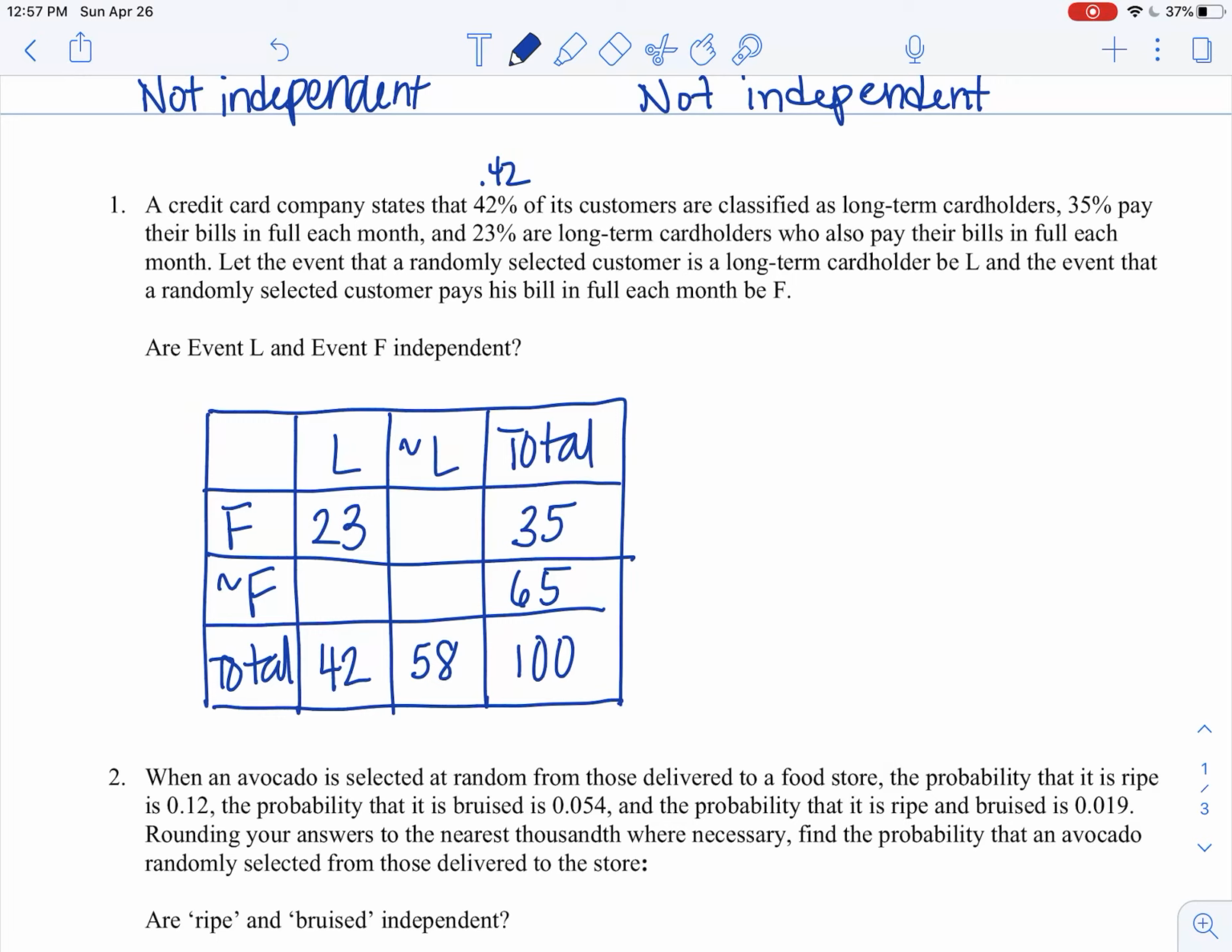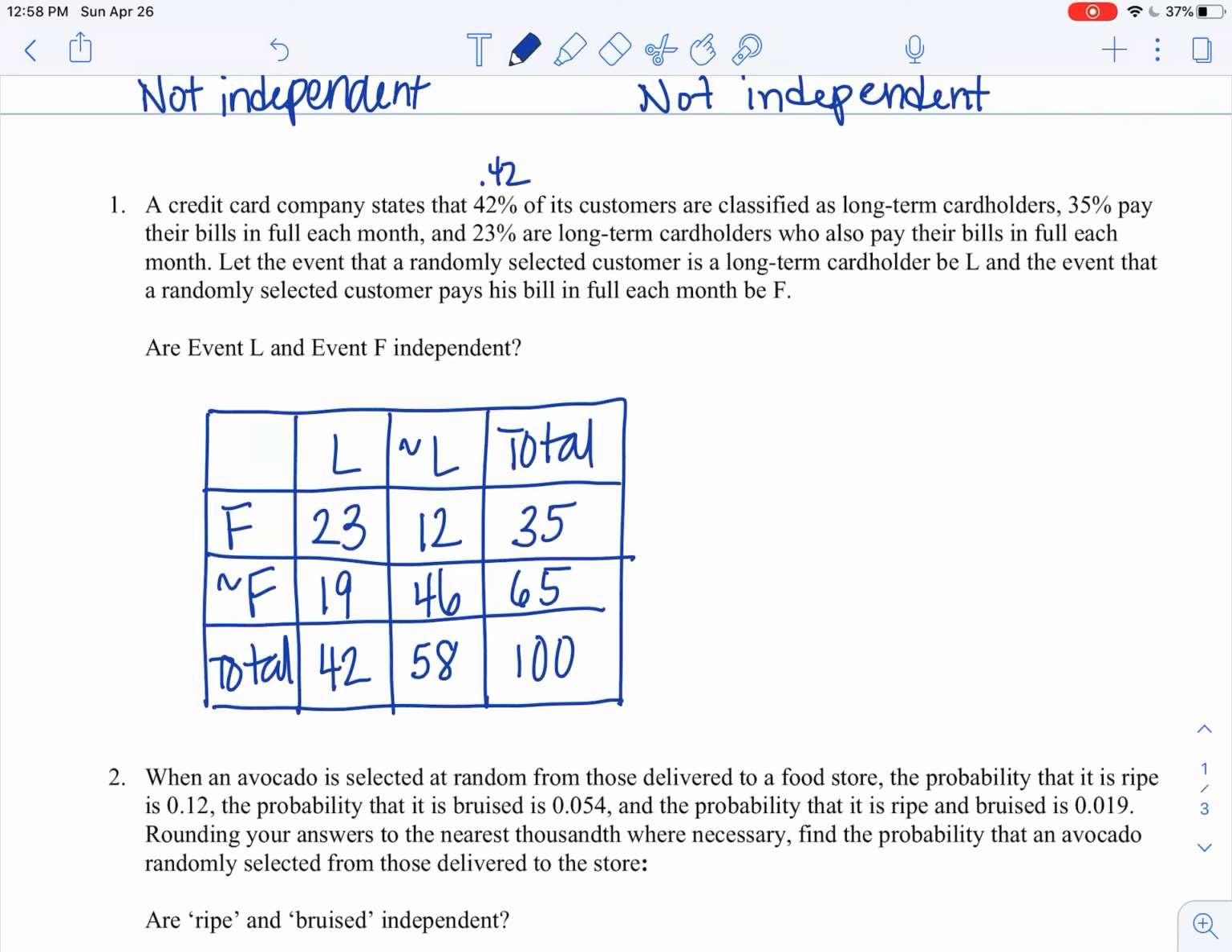Okay, so 23. So technically, again, if I want to fill in the rest of the table, I would just take 42 minus 23, and I would find out this is 19, and 35 minus 23 and find out this is 12, and 65 minus 19 would give me this 46. But truthfully, all I really need to have is just the and probability and either one of these totals. Okay, that's eventually what I'm going to end up using.